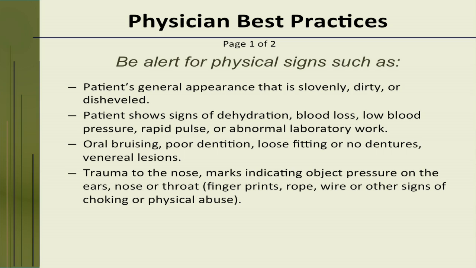A lot of these older adults will come in dehydrated. They may have low blood pressure despite having blood pressure medications. They may have very abnormal laboratory work such as lower albumin levels that may be indicative of malnutrition. They may have oral bruising, poor dentition, loose fitting or no dentures. And then there's trauma that may occur to the head and neck region, torso, that may be signs of abuse.